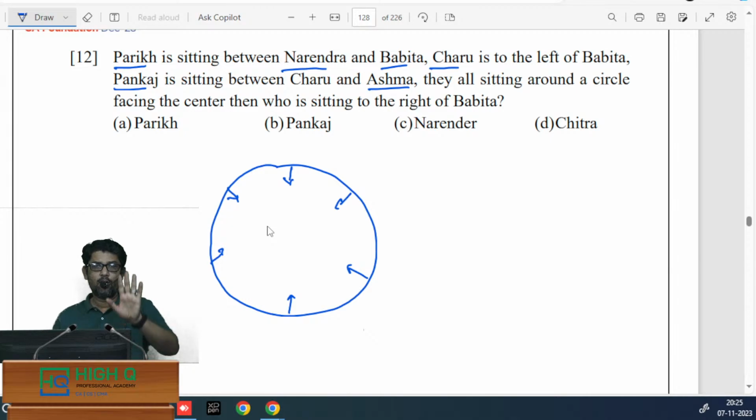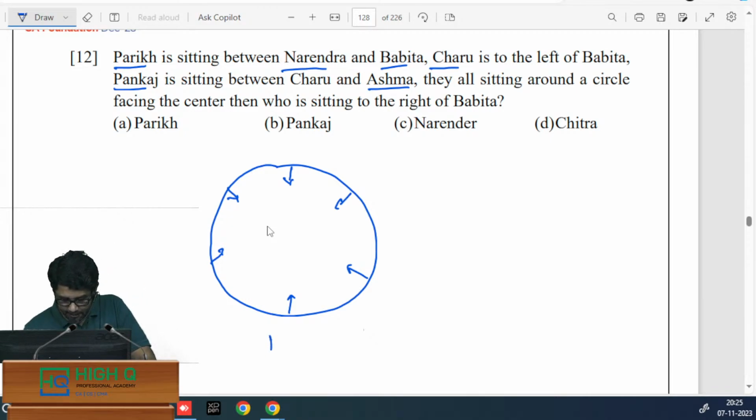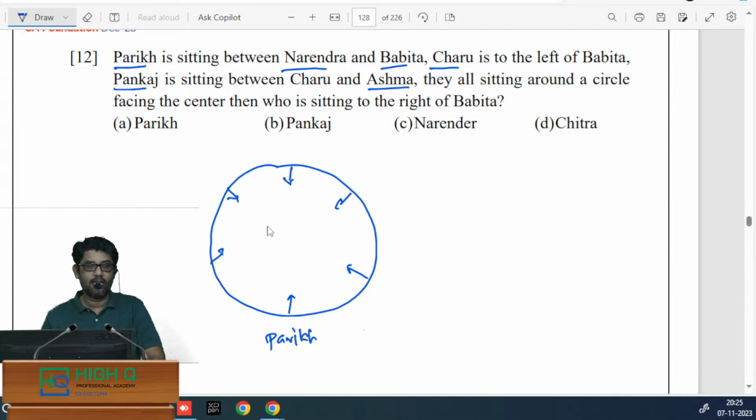Am I right? I always used to tell you one person and one place has to be fixed. I fix Parik here. I like Parik, so I will fix here. If you like Narendra, you fix Narendra there. Any one person, one particular place you have to fix. Sir, I want to fix this place, sir. It is your wish. With respect to that place, you have to arrange. But I always select this place.